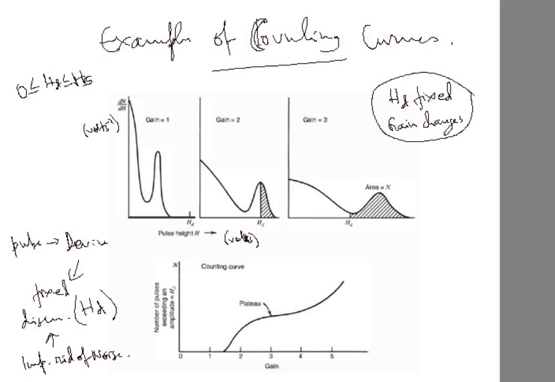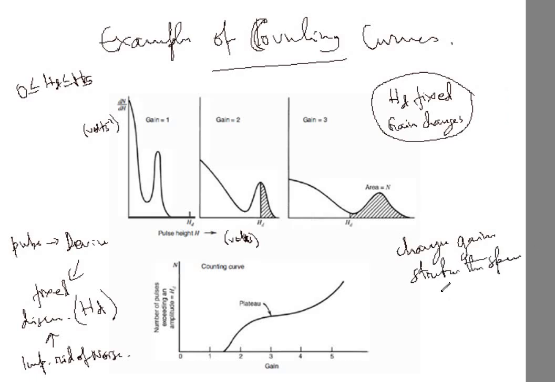But note that the area under the differential distribution curve will be constant. You see, the area is always constant. So even though we can stretch, basically changing gain stretches the spectrum, but the area remains the same. Of course, this should be true.